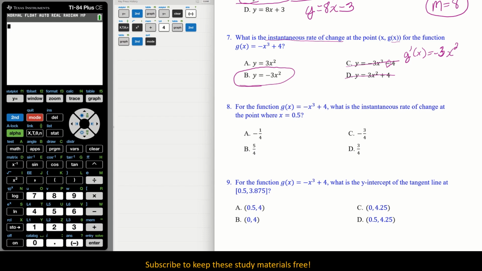Okay. All right. For number 8. For the same function, what is the instantaneous rate of change at the point where x equals 0.5, or a half?